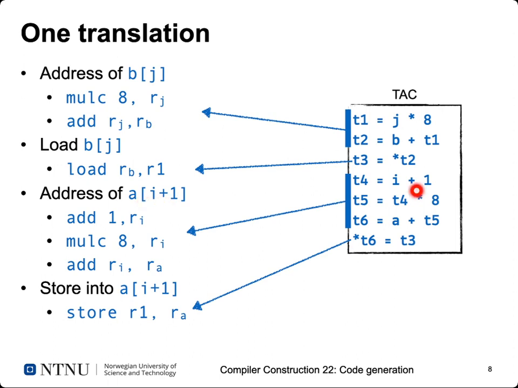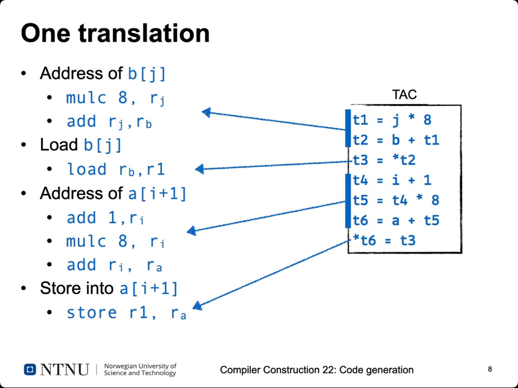So first we have to actually calculate I plus 1. So we do this here and store this in T4. Then we have the index for our array A, and then we do the same as above. So we multiply that index by 8 and add this now to our base address of array A, and so we have our pointer in T6.